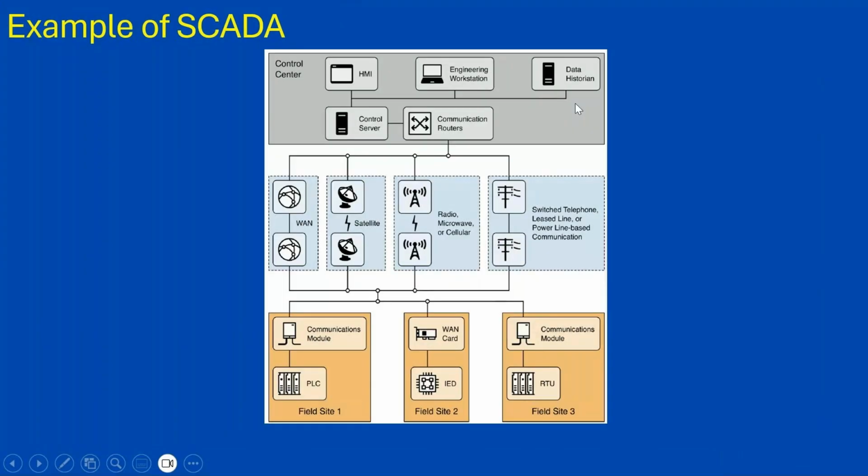It is even in kilometers, hundreds of kilometers. So that's why you can see here these communications happen through WAN, satellite, and various modes of communication.